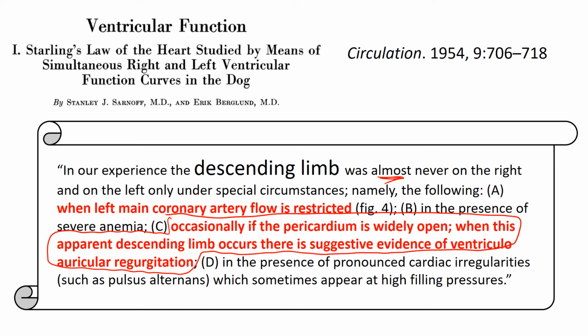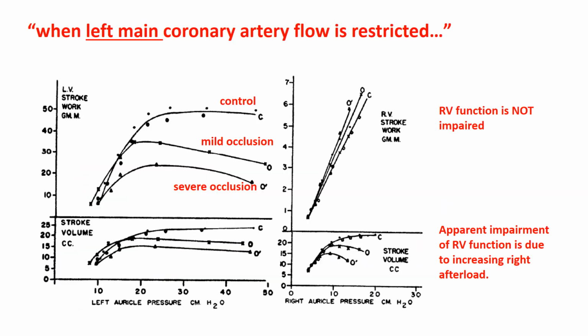Another situation that might be very important for us is what happened when they occluded the supply of blood to the left side of the heart. Here's what happens when the left coronary artery is occluded. Here's the same thing we're plotting before: left stroke work versus left atrial pressure. Here's the right stroke work versus right atrial pressure.